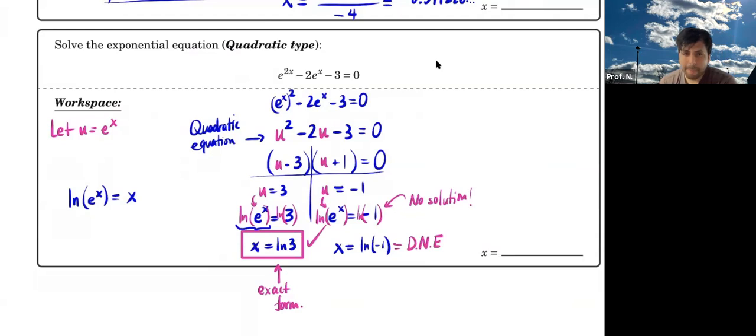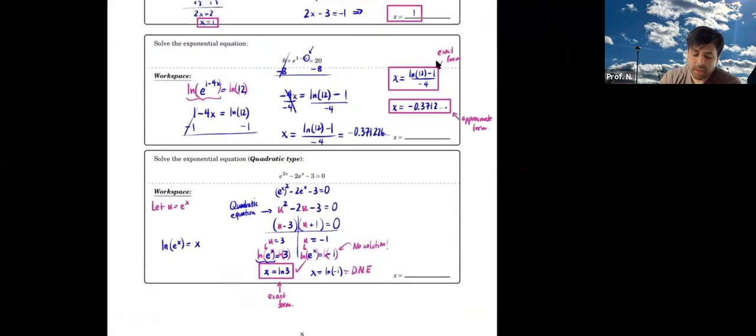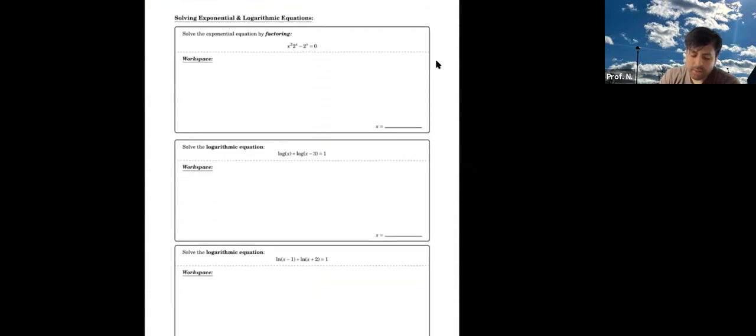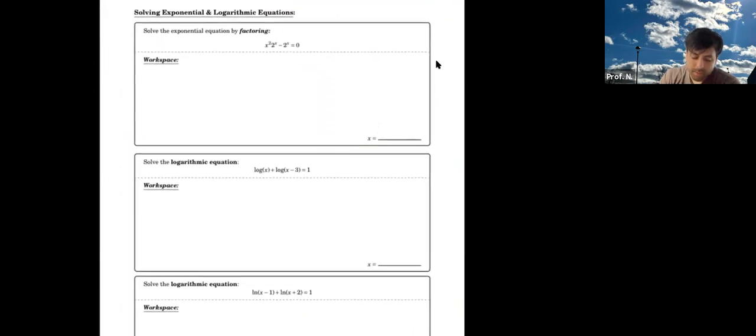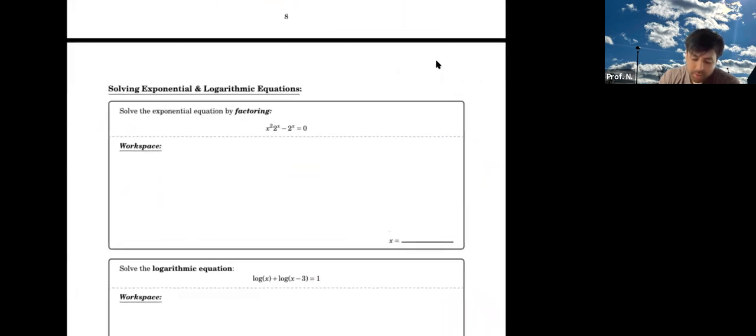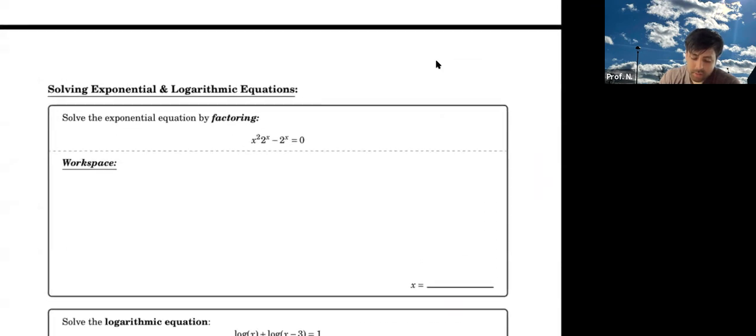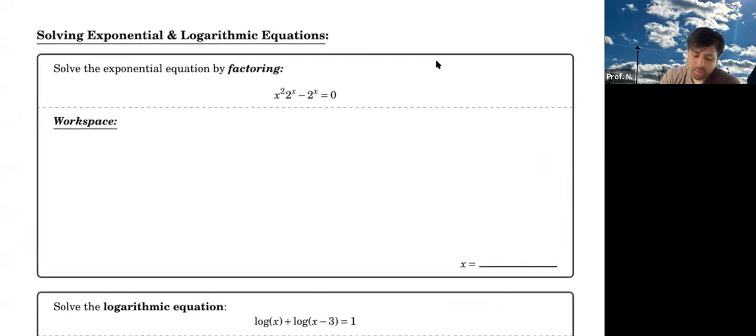All right. So that's how we solve exponential equations. We apply logs to exponential equations. In the next round here, we also have one more exponential equation, but then we have logarithmic equations in the last two. Okay. So what do we have here? We have an exponential equation that we're going to solve by factoring. So what do we factor out?